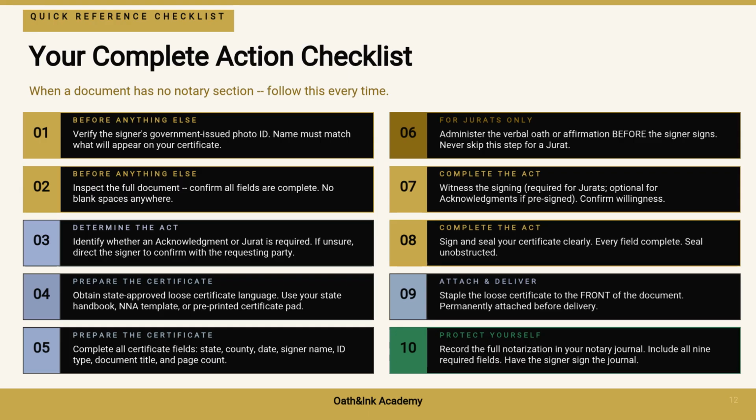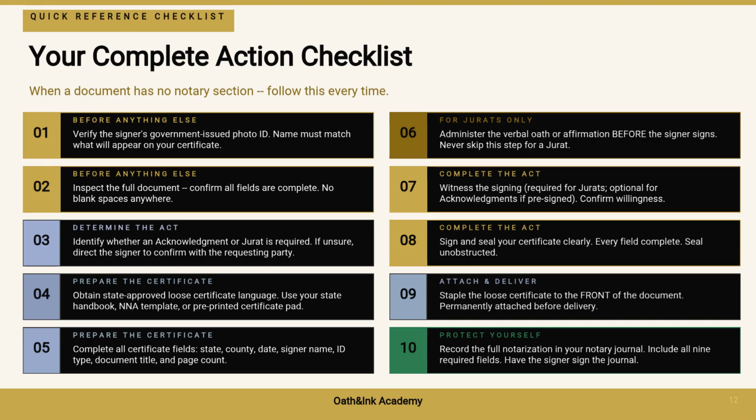Here is your complete printable action checklist, all 10 steps in order for every time a document comes to you with no notary section. Print this slide, keep it in your notary bag, run through it every single time. Steps 1 and 2 happen before you do anything else. Verify the ID, inspect the document for completeness. Step 3 is your decision point, acknowledgment or jurat. Make this determination carefully and confirm with the signer if you're unsure.